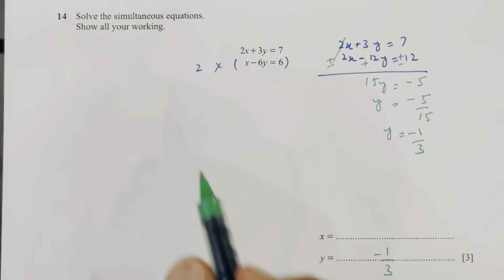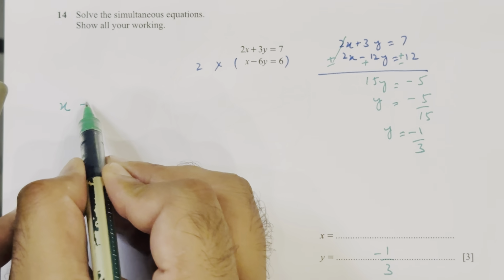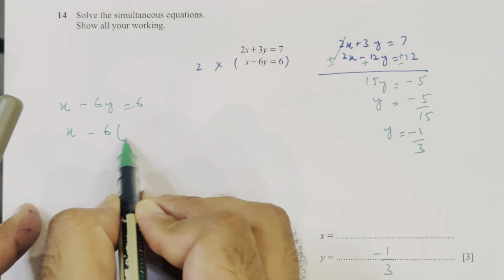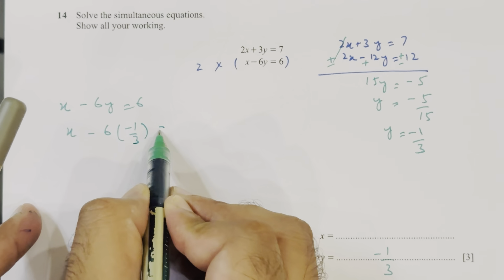Now we need to calculate the value for the x. We know that x minus 6y is equal to 6. We can substitute value over here. Minus 1 by 3 is equal to 6.